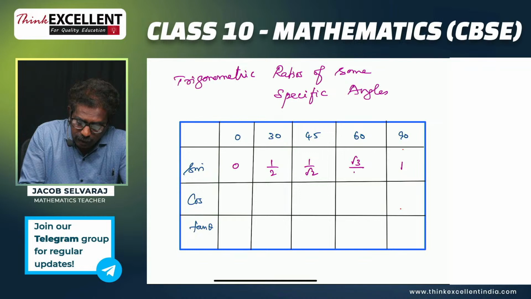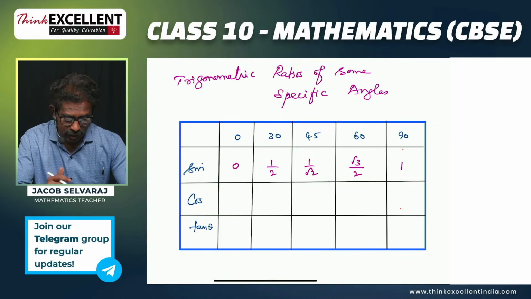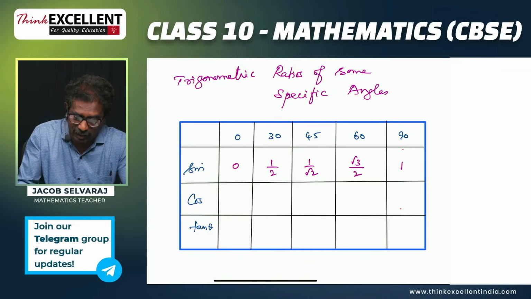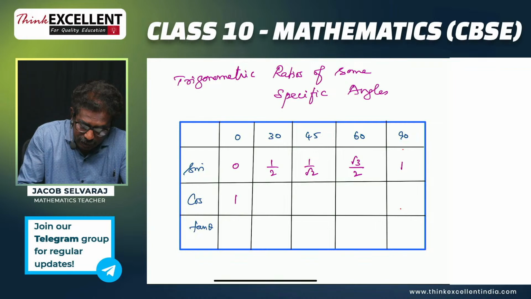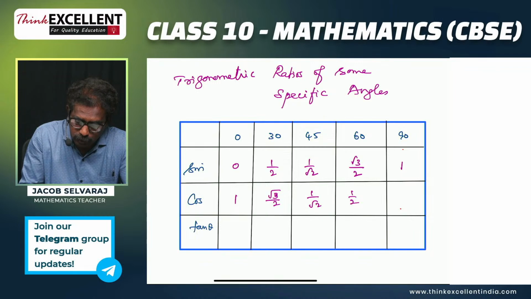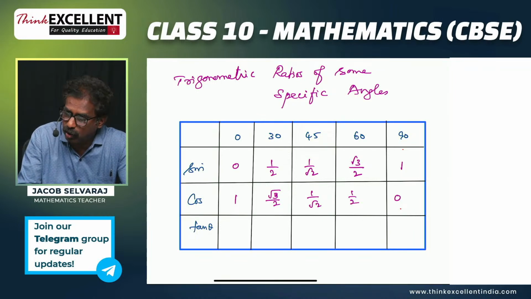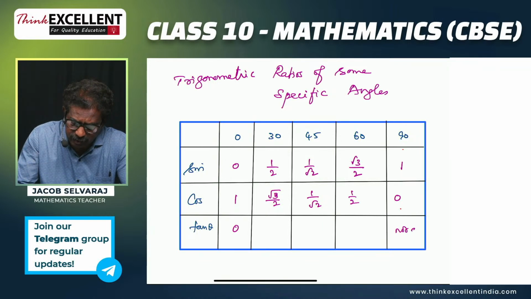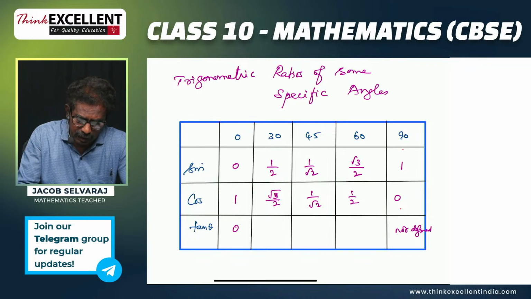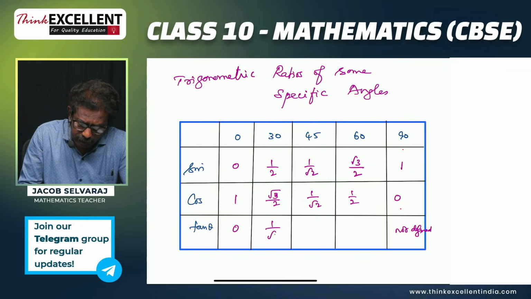If you know the first row, then cos will be just the reverse order, right? You write in the reverse order: 1 here, then root 3 by 2, 1 by root 2, 1 by 2, 0. Tan is sine by cos, so 0 by a number is 0. The last one, 1 by 0: a number by 0 is not defined, right? Not defined. In the other places, the 2s get cancelled, giving 1 by root 3, 1, root 3. So this is the basic table.